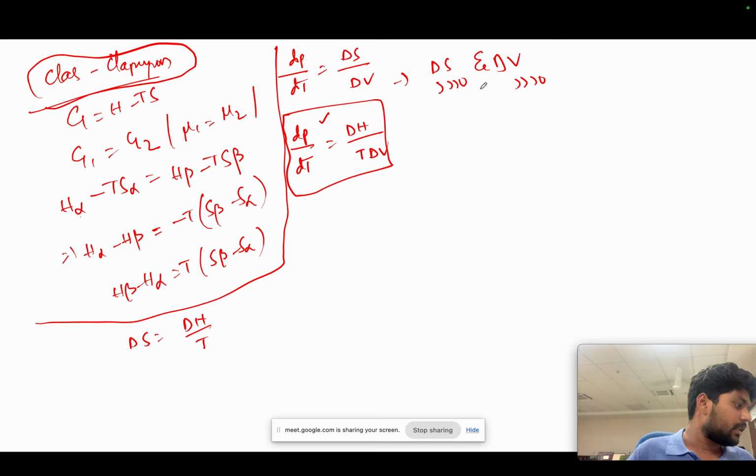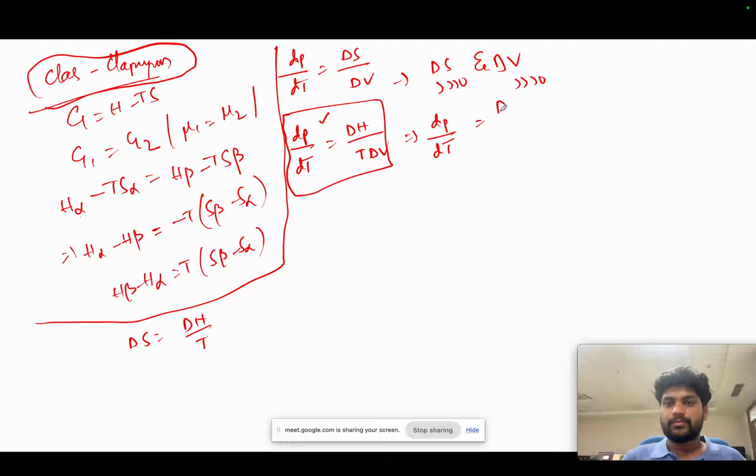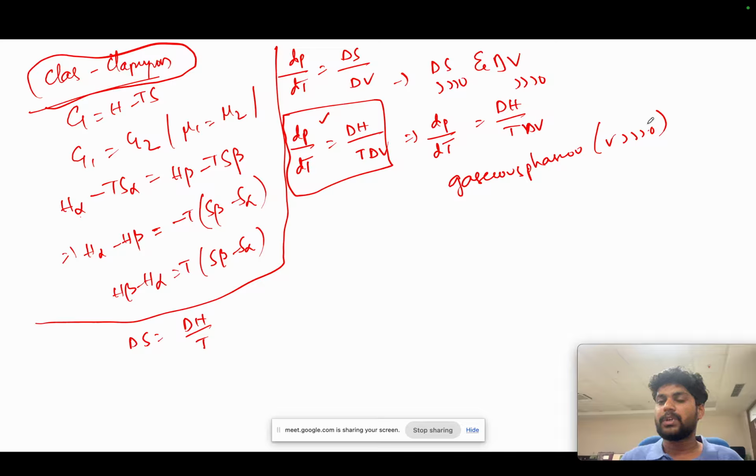Fine. If there are no doubts, then we can derive the equation. We know that dP by dT equals delta H by T delta V. If I consider the gaseous phase, the volume will be much bigger than in other phases, whether solid or liquid. So this equation will go to dP by dT equals delta H by T V gaseous.